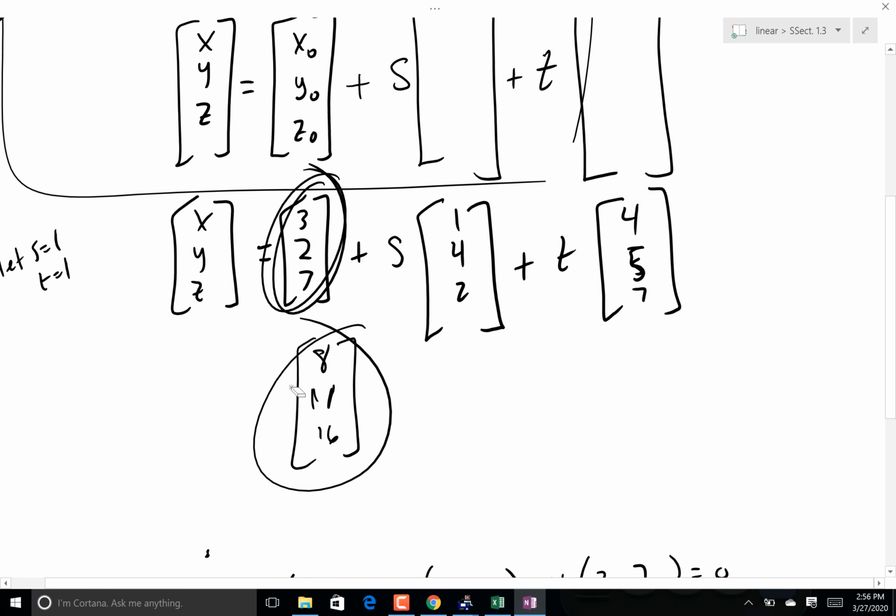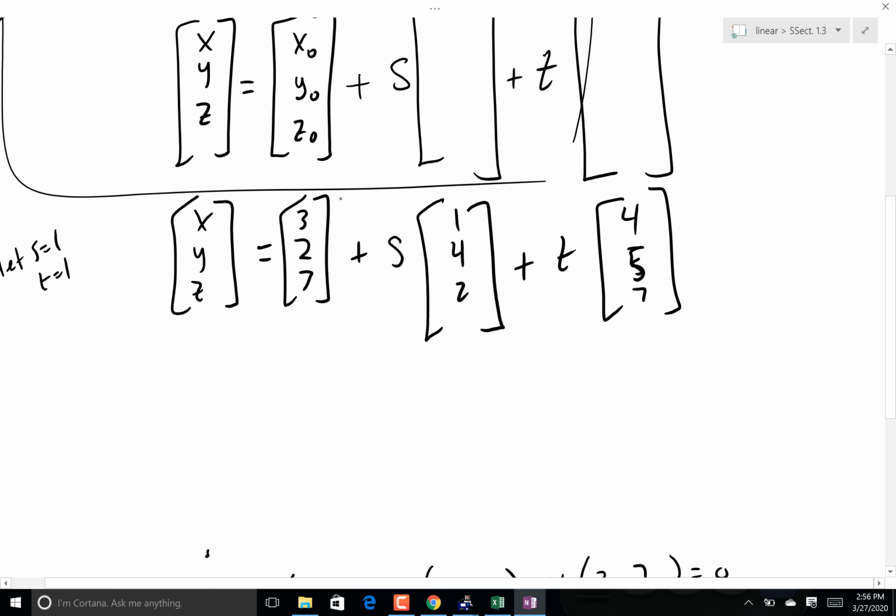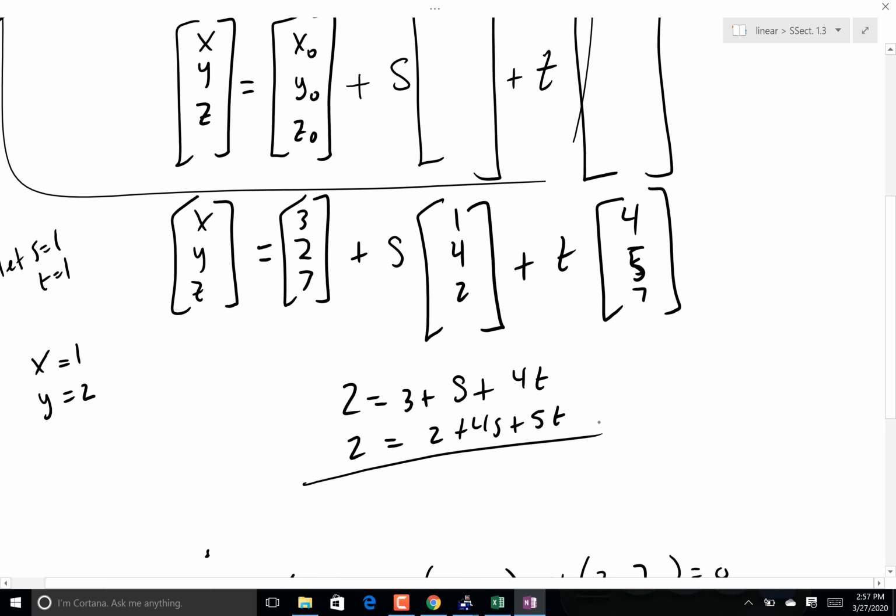How are you going to do that up here? Very carefully is how you're going to do it, friend. But let's just say you do this. Let's say x equals 1, y equals 2. Could you, in theory, solve this equation and find out what z is? Yeah, but it would be hard. How would you do that? Well, you'd say 2 is equal to 3 plus s plus 4t, right? And then you would have y is equal to 2, so 2 equals 2 plus 4s plus 5t. And you have to solve these equations, yes?